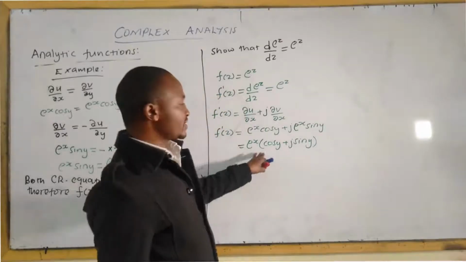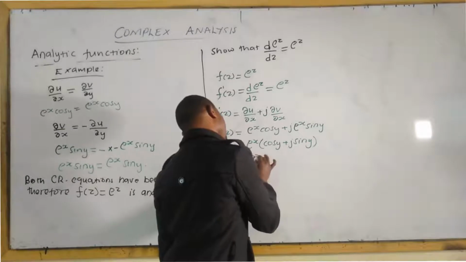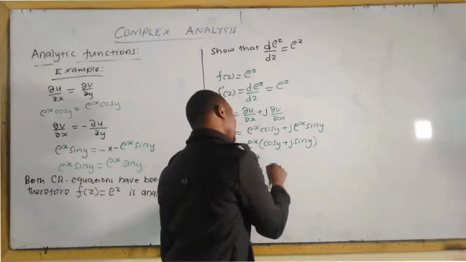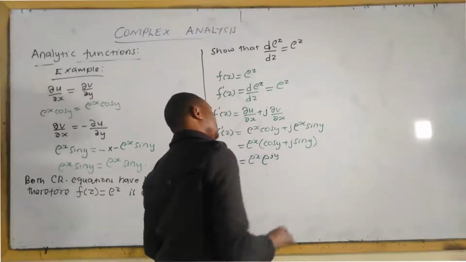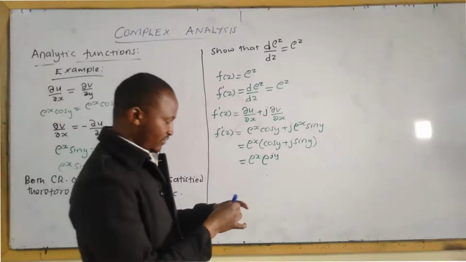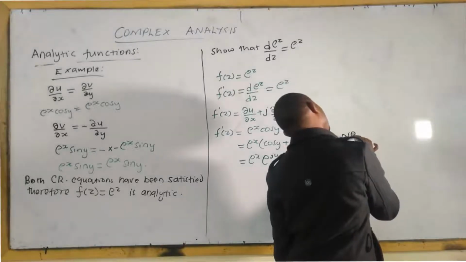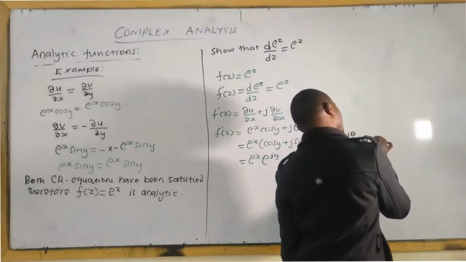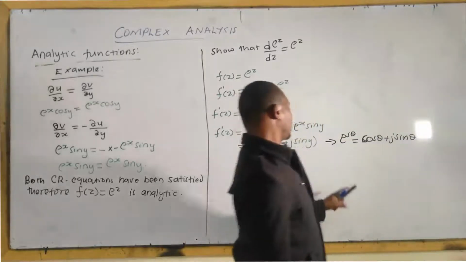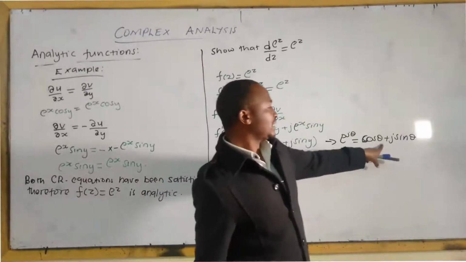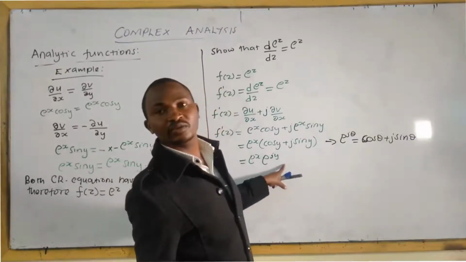And again, using the Cauchy-Riemann equation, this one, exponential x times cos y plus j sin y, you should notice it is exponential j y. From this equation, what we did earlier, exponential j theta is equal to cosine theta plus j sin theta. Here, it is in this format. We want now to express it in this format, which is exponential j y.